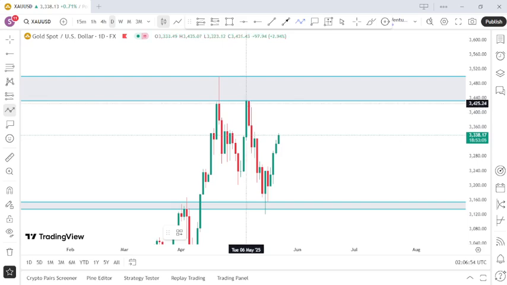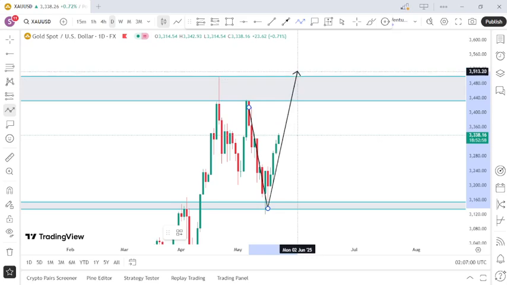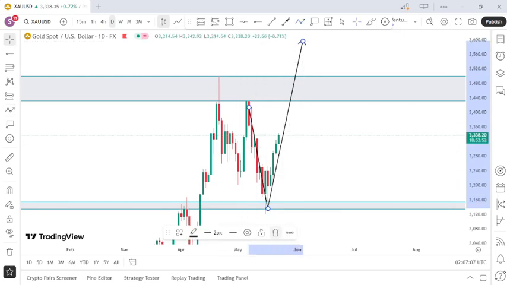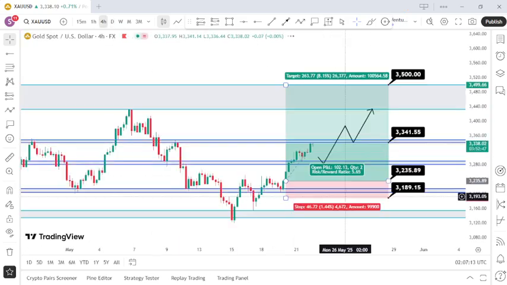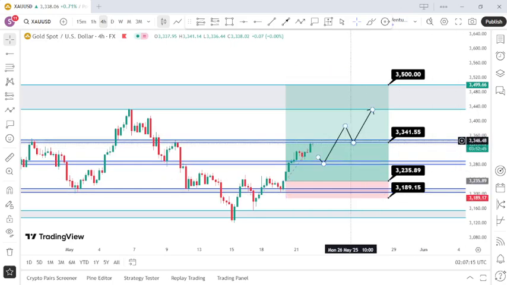So after we took the sell all the way to this zone, we are expecting price to go up, with a possibility of breaking and creating a new all-time high. So here on the daily, we are looking for a buying opportunity.